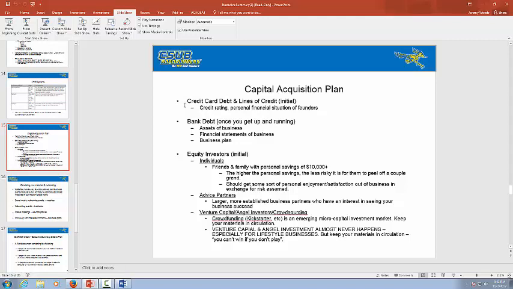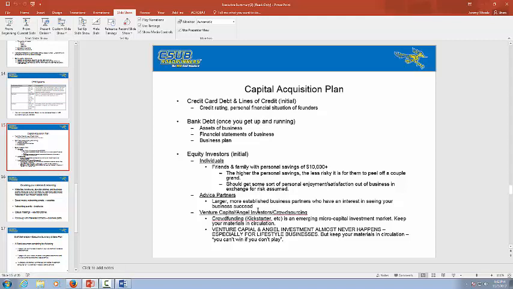The final source of capital for new businesses is equity investors. And there's three different kinds of equity investors. Actually, there's more than three. There's 6 kinds of equity investors. So the first kind is just individuals, family and friends, or a lot of times the phrase is friends, family, and fools. It's individual people, usually who have personal savings of at least $10,000 liquid.